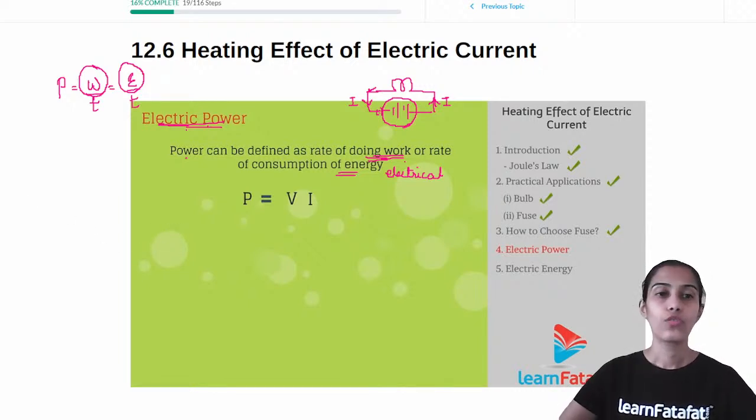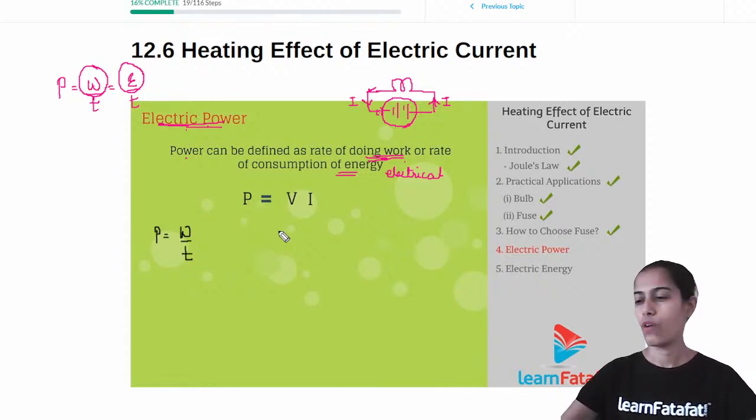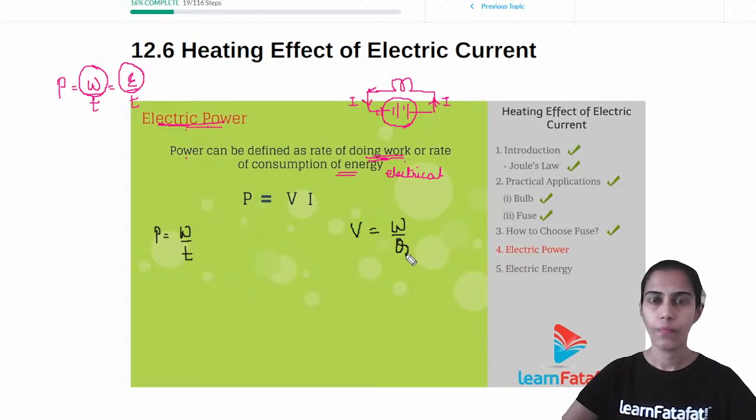Yes. So I am saying that it is the rate of doing work in electrical terms. Work done, we have read that this work done is by the battery. In the definition of potential difference, we have learned that potential difference V is W upon Q, right? Work done in moving unit charge. So from this expression what will we get? W is equal to V into Q.